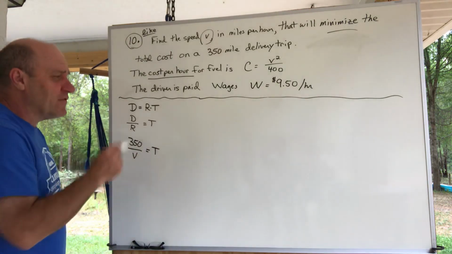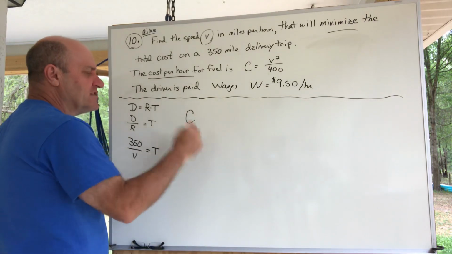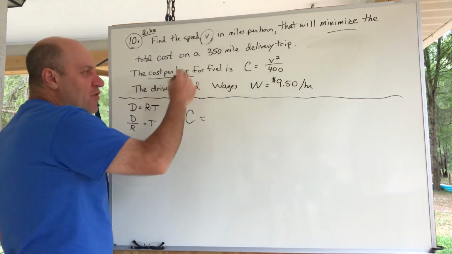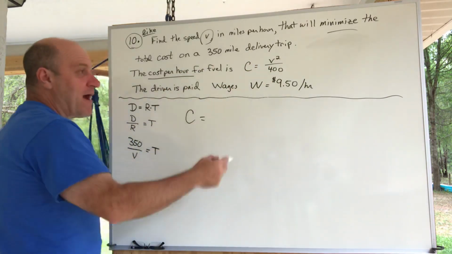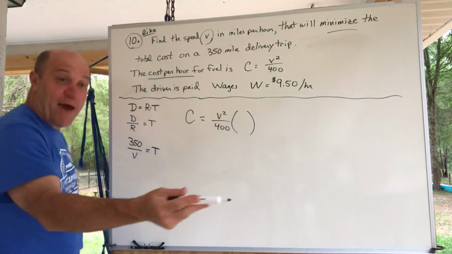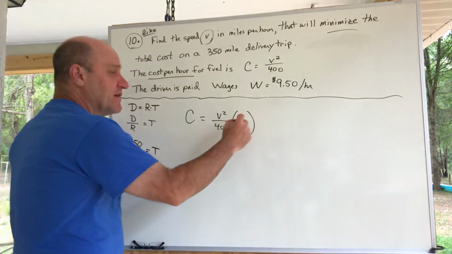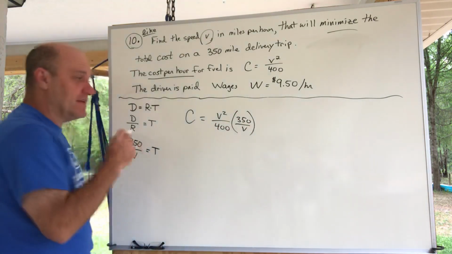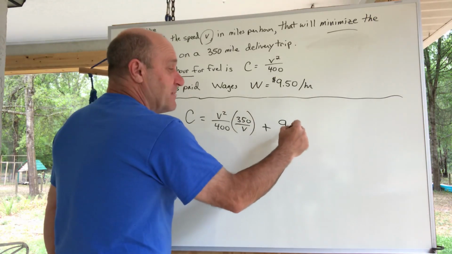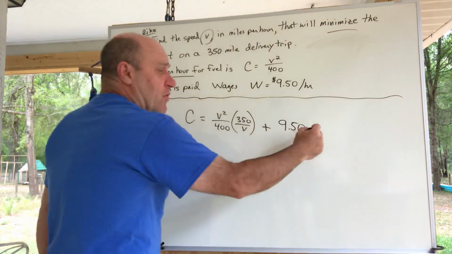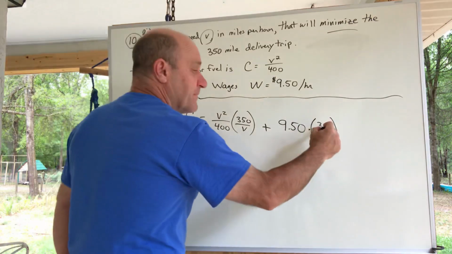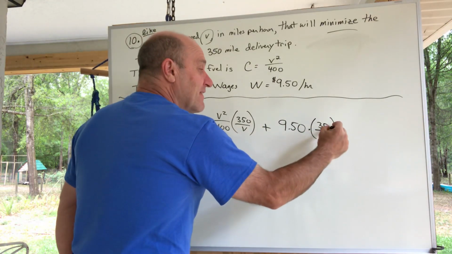I need the time for the trip because in order to develop a cost equation, I have the cost of the fuel per hour. So I have to multiply the cost of the fuel per hour by the number of hours of the trip, the time it takes for the trip. And I'm paying him or her $9.50 per hour. I better multiply that by how many hours it takes for this trip, which is 350 over v. So now, that was the key.